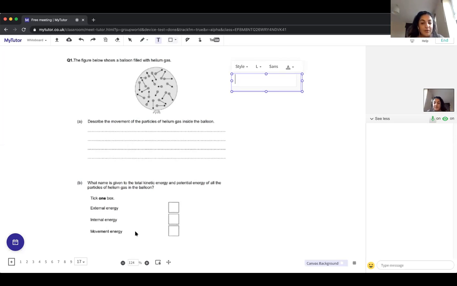Okay, so the movement of the particles inside the balloon is completely random, so random motion with collisions with each other and the walls of the balloon. You could also say that they have high speed.